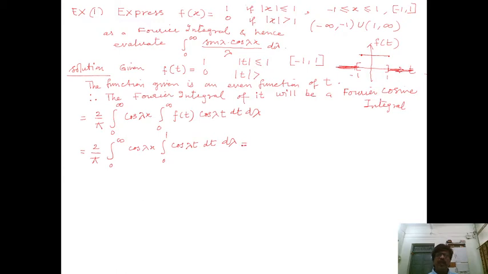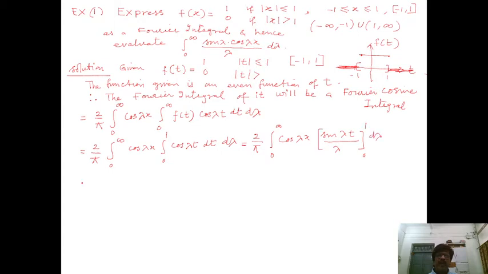That is further equal to 2 upon pi, integral 0 to infinity, cos of lambda x. Now we will integrate this with respect to t. The integral of cos lambda t with respect to t is sin lambda t divided by lambda. The limits of t are 0 to 1, d lambda.